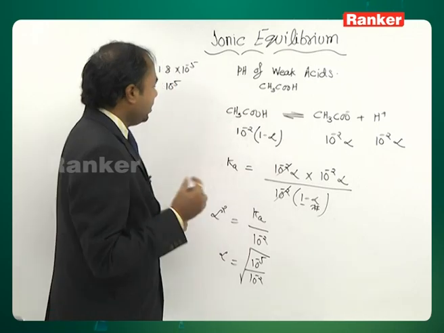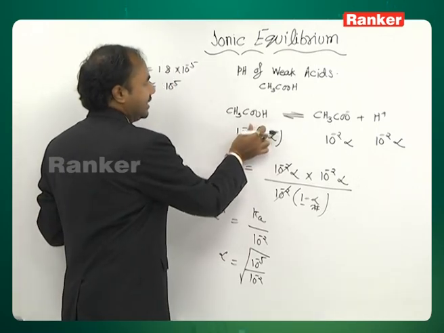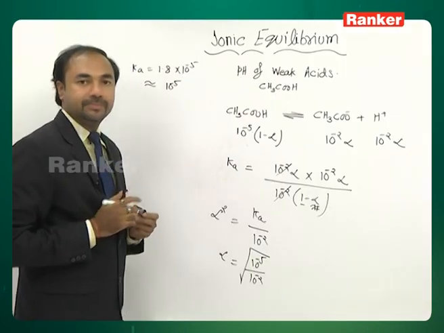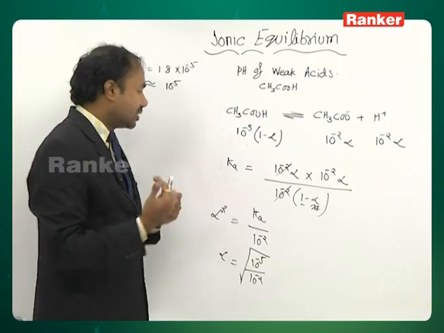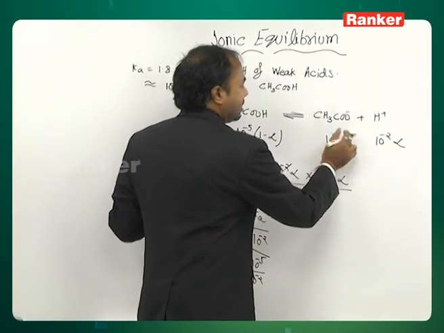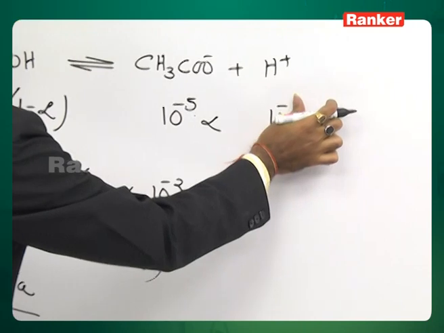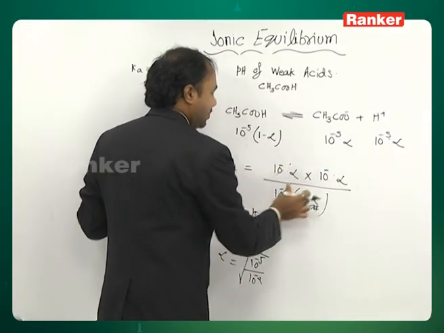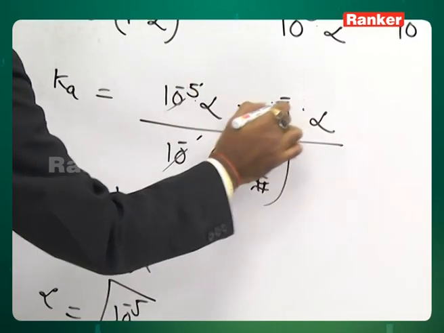But if you were given, suppose, a 10 to the power minus 5 molar acetic acid solution, in that case things would have changed dramatically. This will become 10 to the power minus 5 alpha, this also becomes 10 to the power minus 5 alpha, and here this also will be 10 to the power minus 5 alpha.